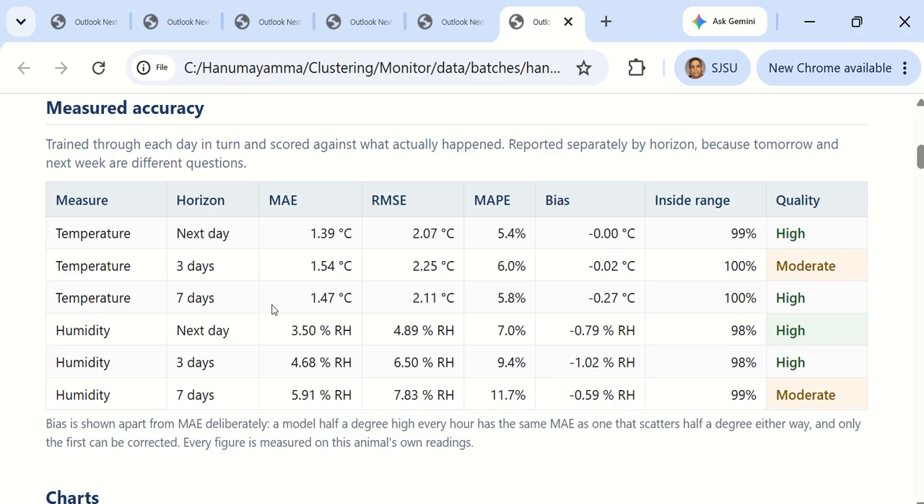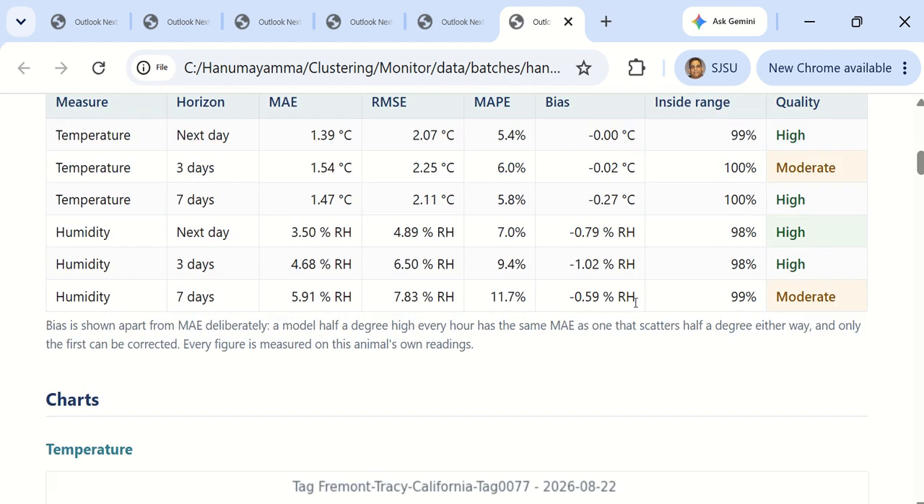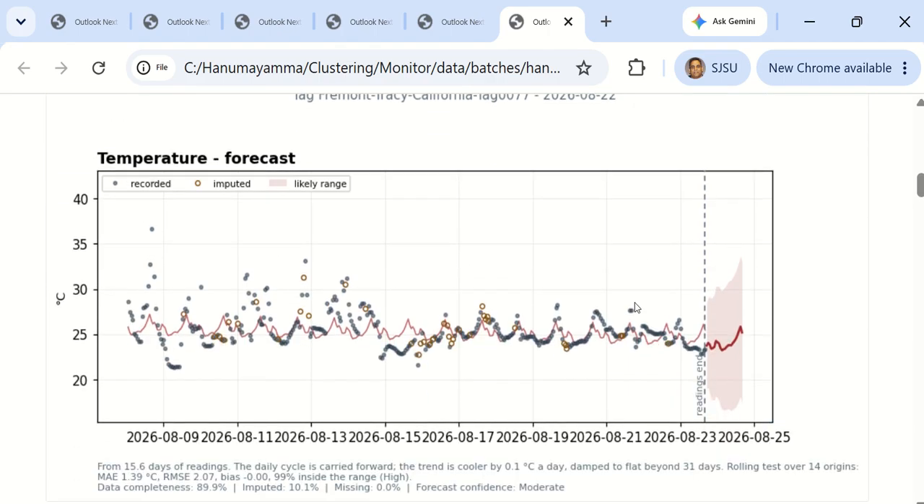So here is a table for temperature and humidity and how the MAE and RMSE look for the next day, 3 days and 7 days. For temperature, the MAE is 1.39 degrees centigrade and RMSE is 2.07 degrees centigrade. Bias is 0.00, with 100% inside range, so quality is high. For temperature at 3 days, MAE is 1.54 degrees centigrade, RMSE is 2.25 degrees centigrade. Bias is minus 0.02. Inside range is 100%, and the quality is moderate. And this is how the charts follow up.